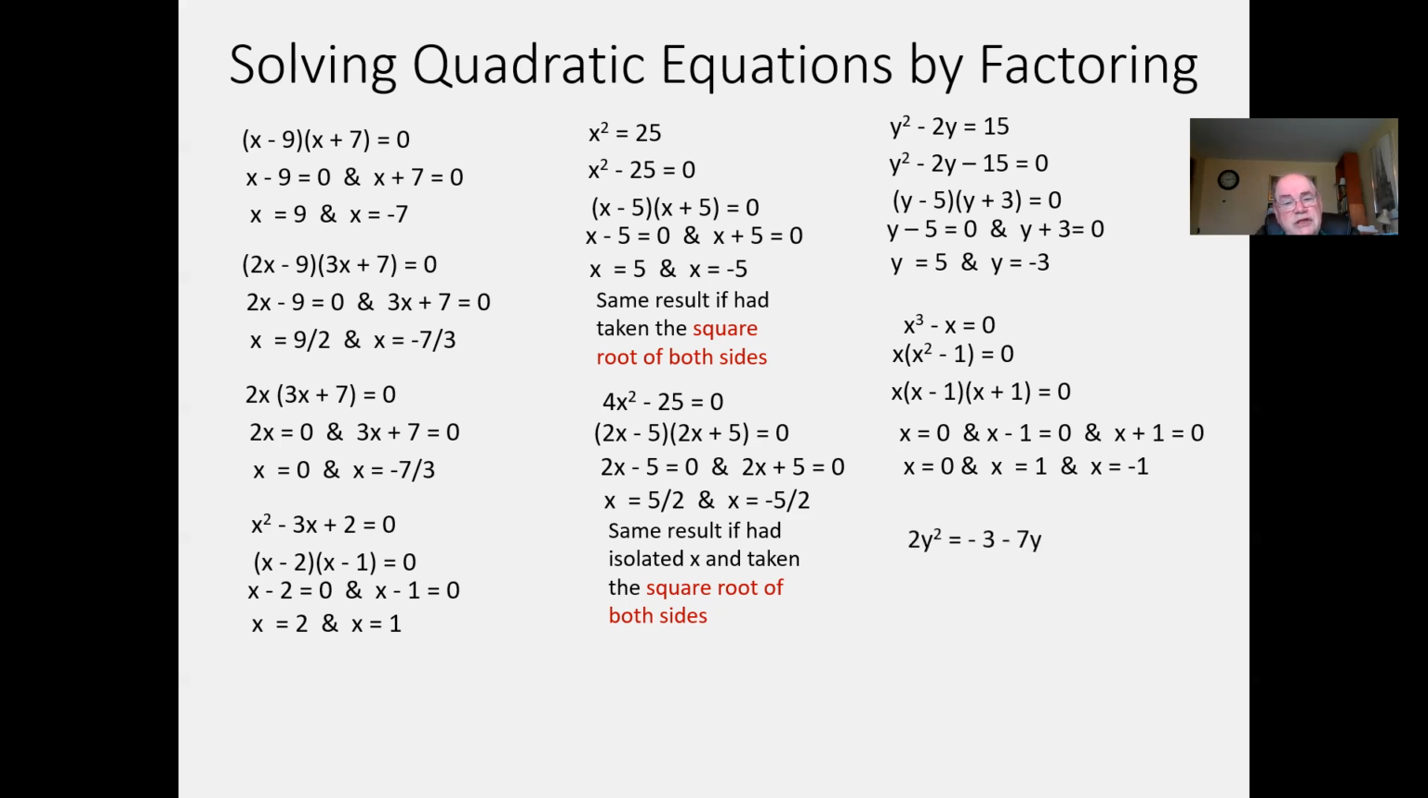And here I've scrambled things a little bit more. If we want to go ahead and try to factor this, we have to get it together, bring everything over to the left-hand side. The minus 7y comes over as a plus 7y. The minus 3 comes over as a minus 3, and we're left with a 0 on the other side.